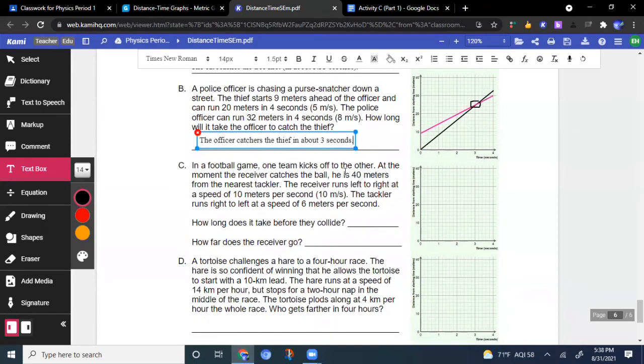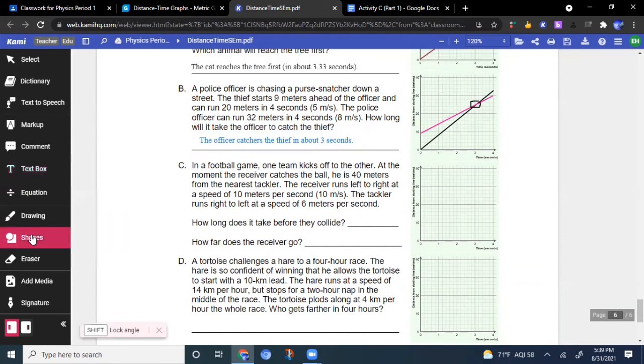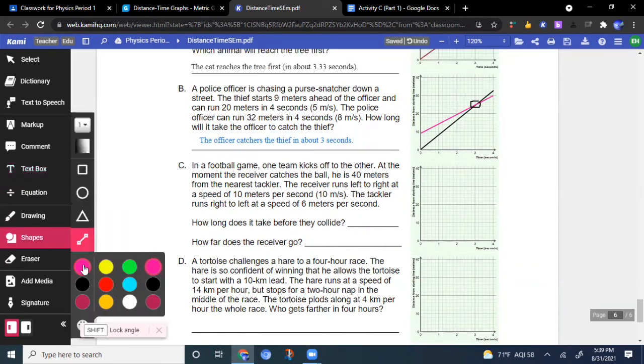In a football game, one team receives from the other team. At the moment the ball receiver catches the ball, he's 40 meters from the nearest tackler. The receiver runs left to right. That means we need a downward slope at 10 meters per second. So let's draw that 40 meters.